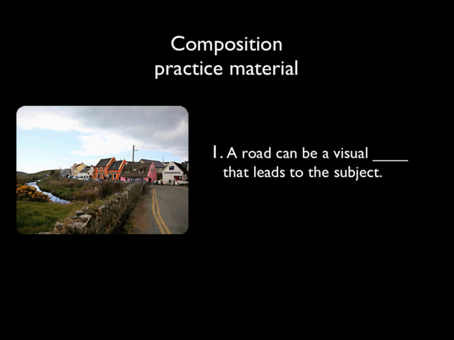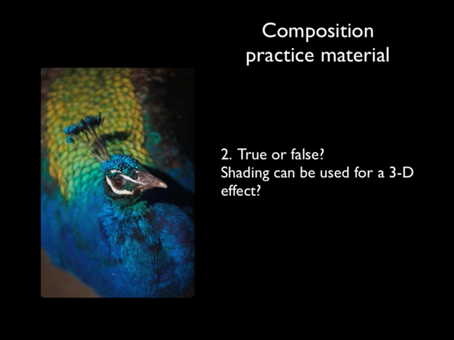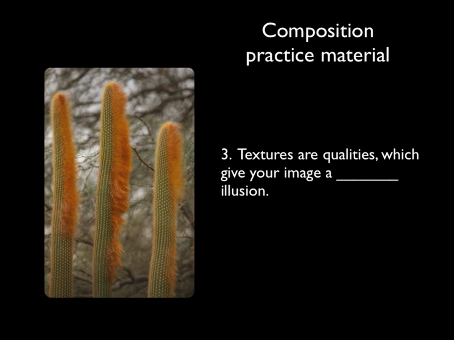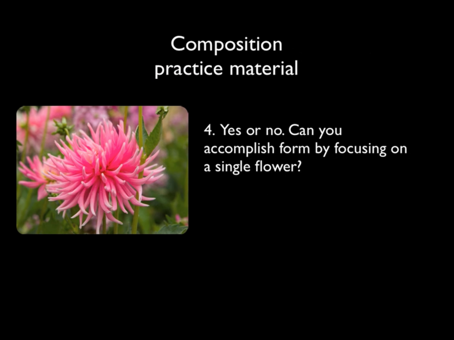Composition practice material. Number 1. A road can be a visual path that leads to the subject. Number 2. True or false? Shading can be used for a 3D effect. True. Number 3. Textures are qualities which give your image a touchable illusion. 4. Yes or no? Can you accomplish form by focusing on a single flower? Yes.